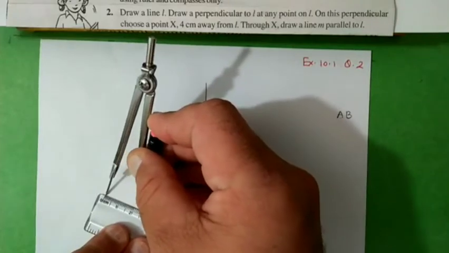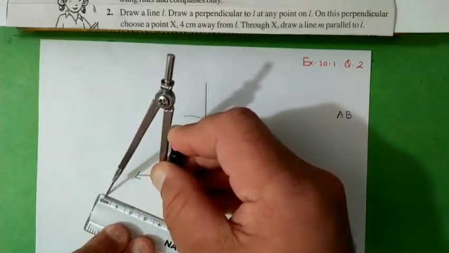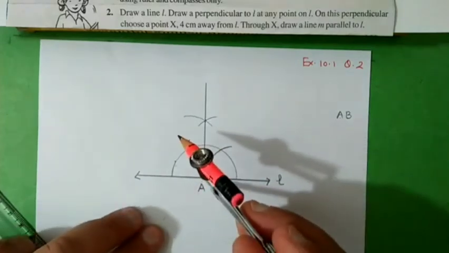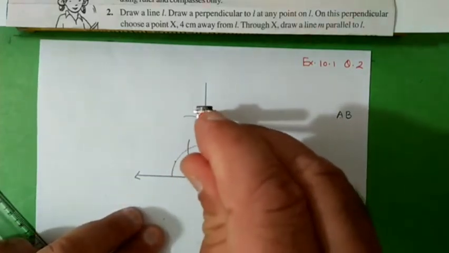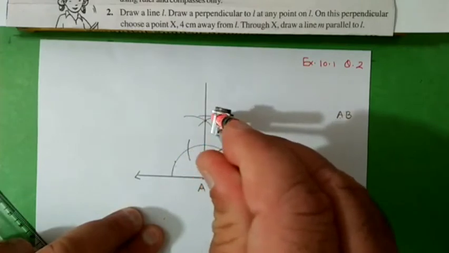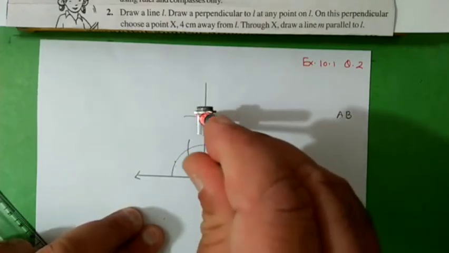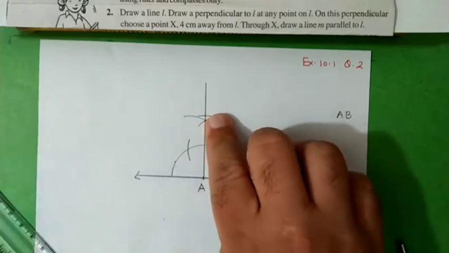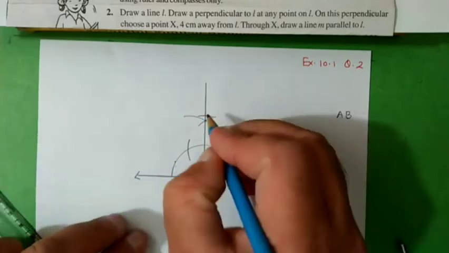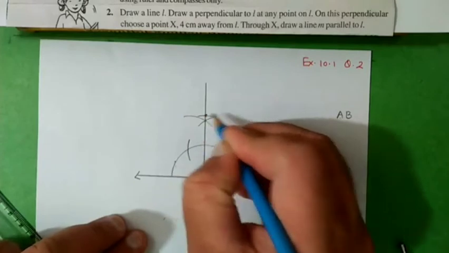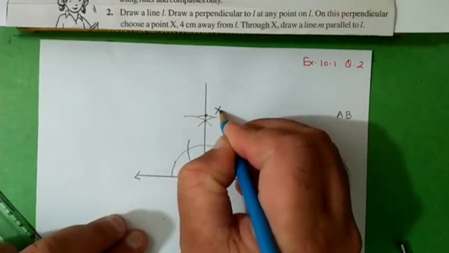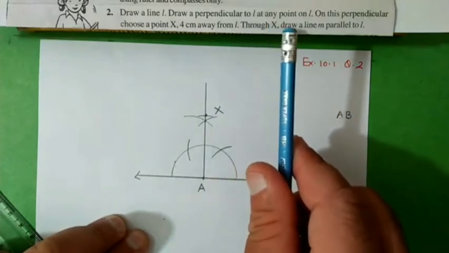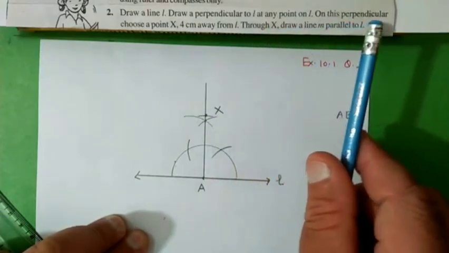You should take a distance in the compass only. You cannot measure the lines through a ruler. So like this, I will now mark the arc which shows the length 4 centimeter. So this intersection point will be named as X. Okay, so like this, through X draw a line M parallel to L.